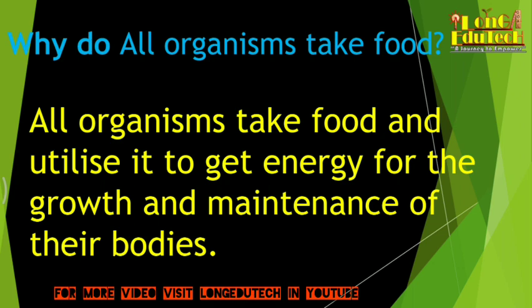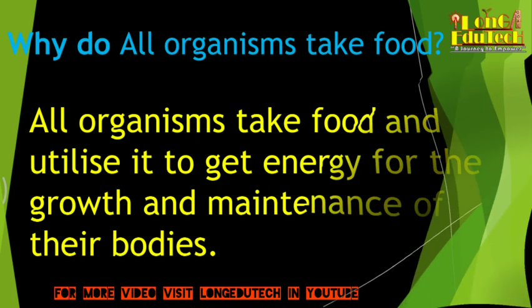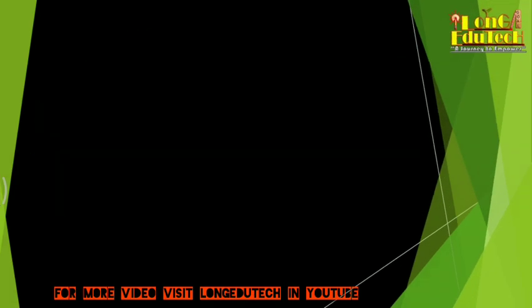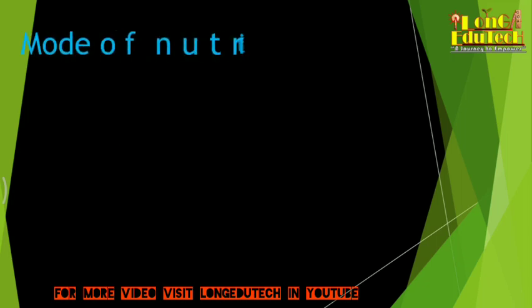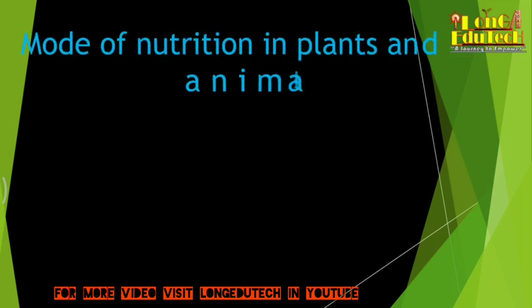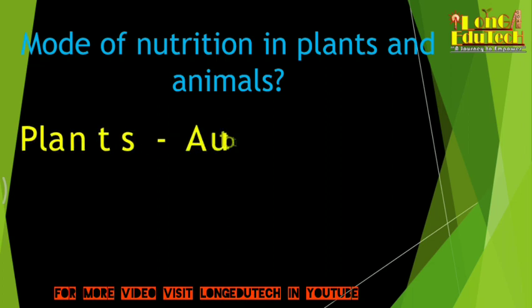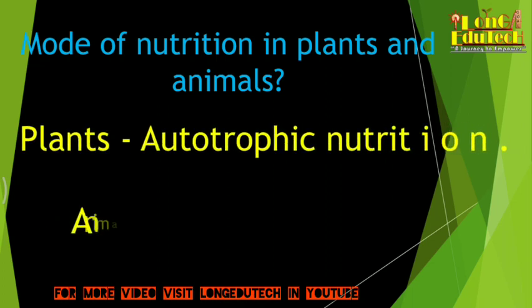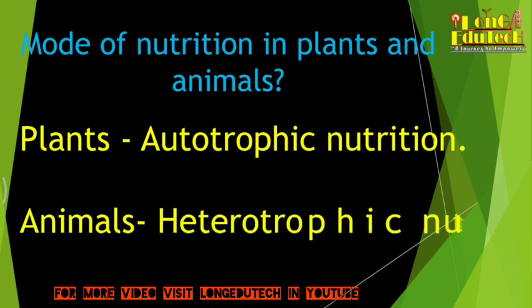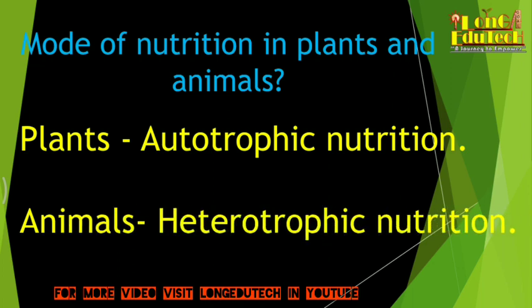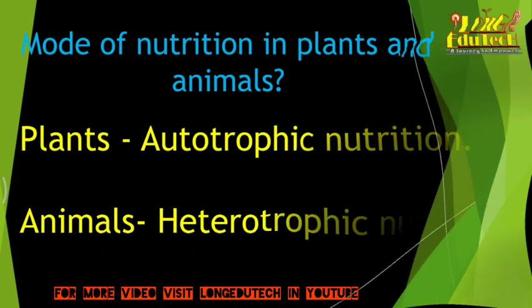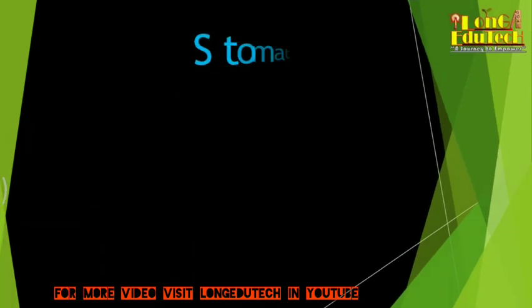Next comes the mode of nutrition in plants and animals. What do you think is the mode of nutrition in plants? That is autotrophic nutrition, and in animals it is heterotrophic nutrition. This can be asked in 1 mark and 2 mark questions. So this is about the modes of nutrition.